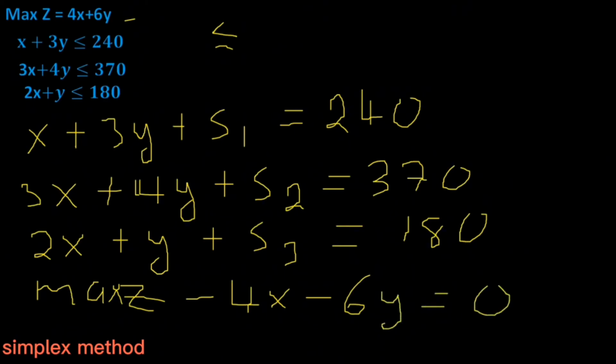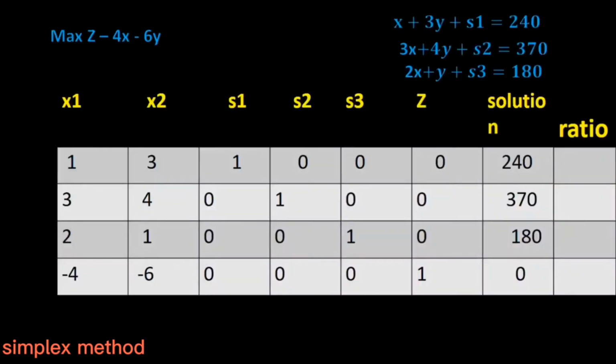Let us represent this on a table, that is a matrix. Having this on a table, that is the equations, we are just going to take 1, 3, 1, 0, 0, 0, 240. That is equivalent to this one. There is s1, that is 1. S2, there is no s2, we put 0, 0. The next one, we just put 3 for x, 4 for y.